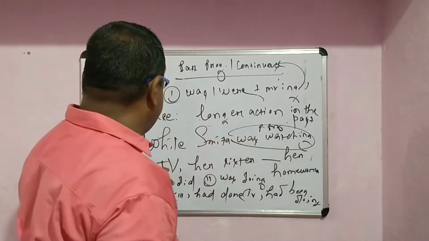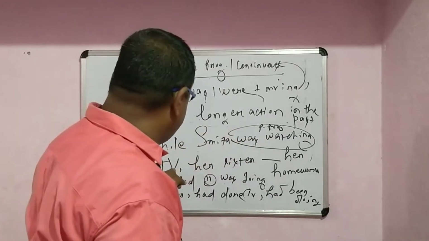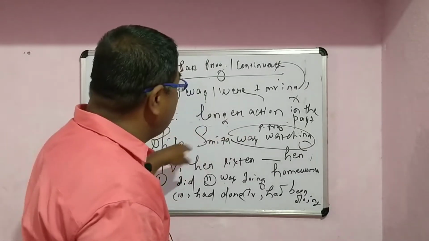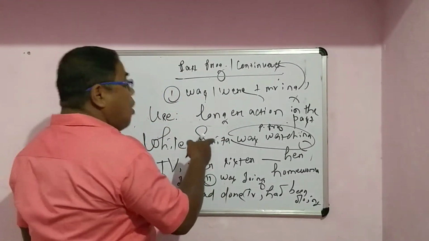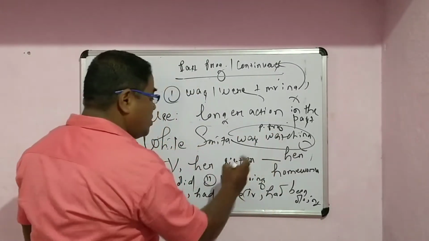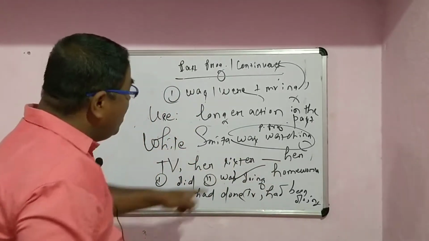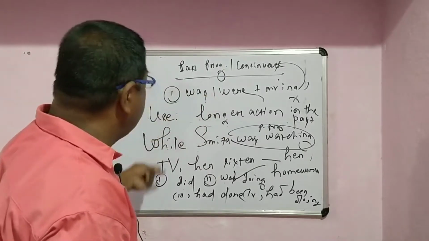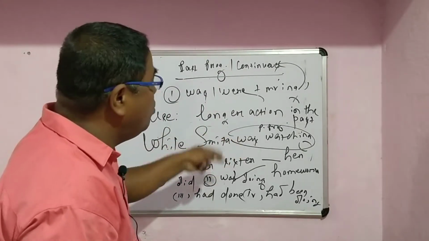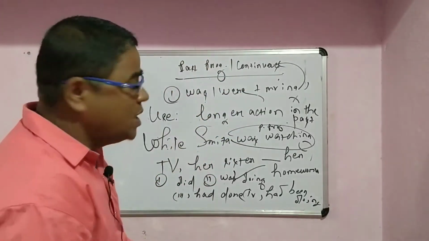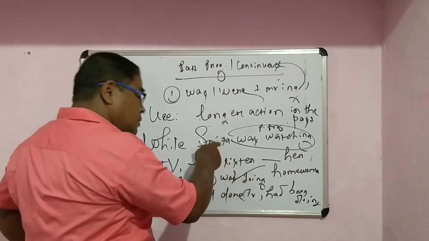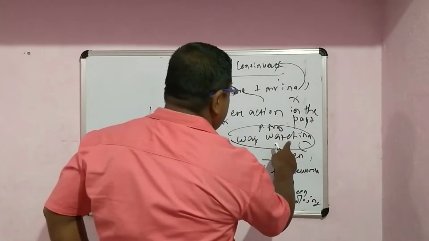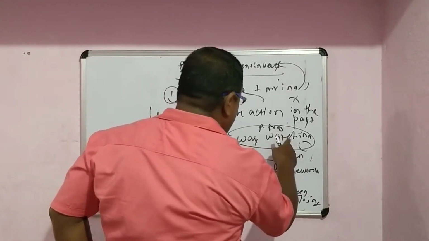While Smita was watching TV, that means Smita's watching TV continued for a longer time in the past. So while Smita was watching TV, what was her sister doing? Her sister did her homework. So what is the past progressive? Was doing is the answer, because when Smita's watching TV was going on, her sister's doing the homework was still going on at that time. So both the actions took a longer period of time in the past. So watching is the past progressive, being the longer action.